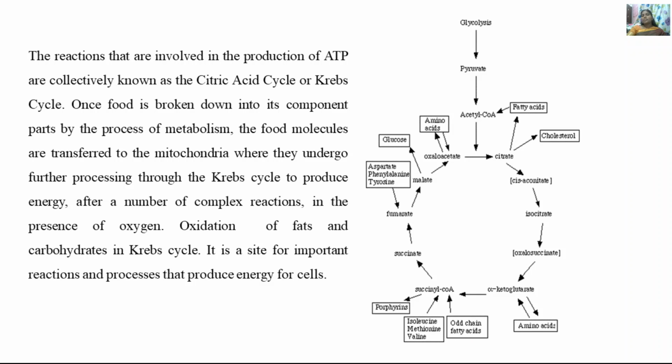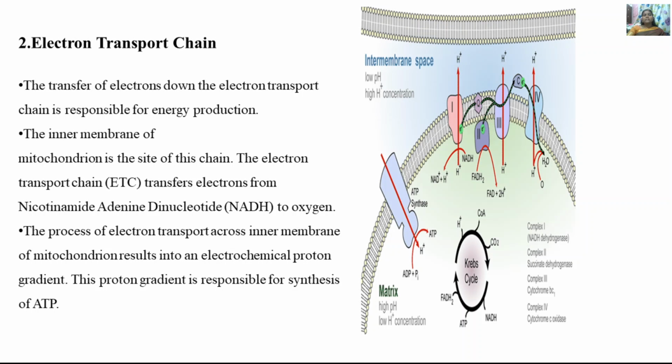After a number of complex reactions in the presence of oxygen, the oxidation of fat and carbohydrates takes place in the Krebs cycle. It is a site of important reactions that produce the energy for all cellular reactions. So this is called a central metabolic pathway, which produces the intermediates for all the reactions which take place inside the cell. The next important function is the electron transport chain.